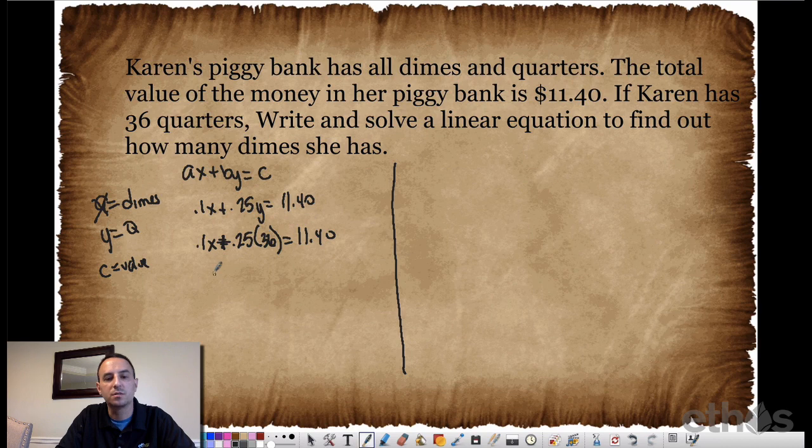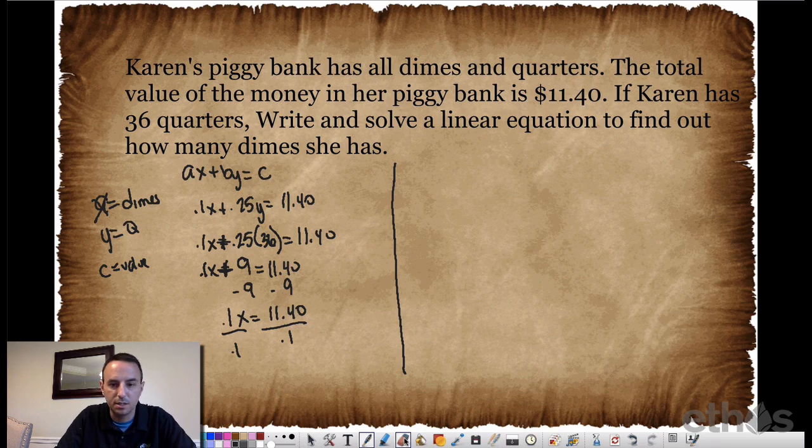Well, okay, so you're going to just simplify what you can. 0.1x plus 9, making the same mistake repeatedly, equals $11.40. So you subtract 9. 0.1x is equal to... and you divide each thing by 0.1. Okay, and I'm sorry, I didn't finish this math correctly. Sorry, this is only $2.40. So I go, okay, x is equal to 24 dimes.